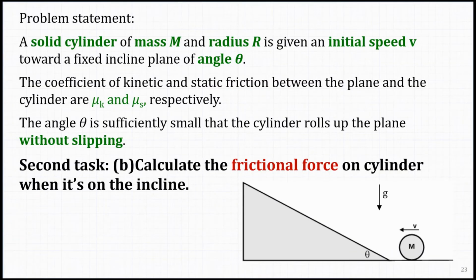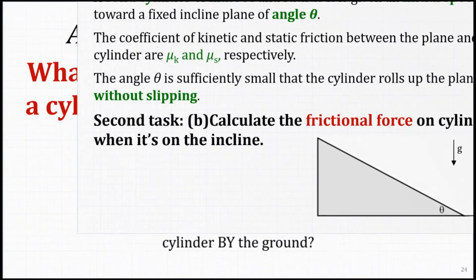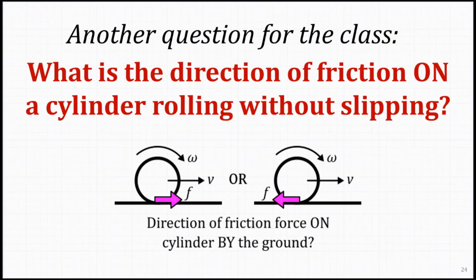So we have the same problem statement, but this time we're asked to calculate the frictional force on the cylinder when it's on the incline. So what is the direction of the friction on a cylinder rolling without slipping? Well, we just saw an example of that with the little gear teeth, but I'm talking about when something is smooth but still rolling without slipping.